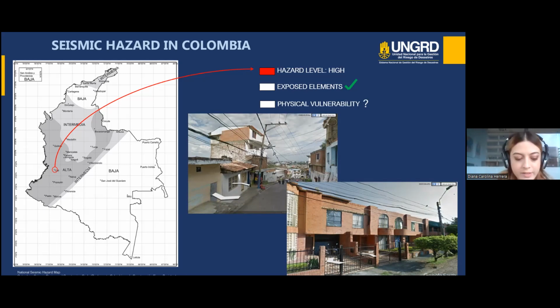So with this context, it is very important to identify and recognize that the physical vulnerability of the exposed elements is very important to take into account for the decision-making process. Therefore, in the event of the same seismic event, the expected losses in these 2 kinds of exposed elements may vary in a very important way.